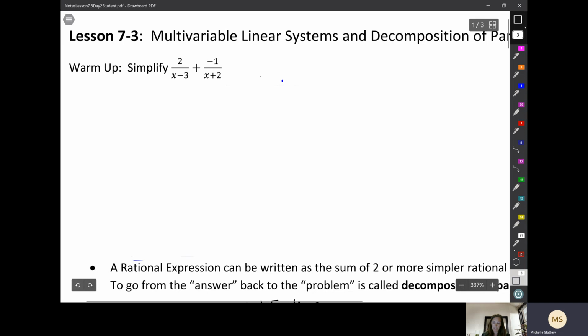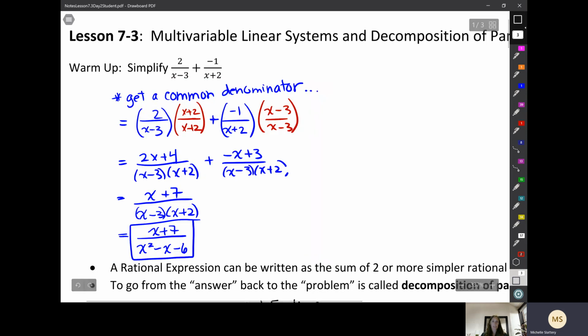All right, so let's see how you did on the warm-up. You should have gotten this answer, x plus 7 over the quantity x squared minus x minus 6. Now, we've been working with rational expressions and adding. We've added, we subtracted, we multiplied, we divided. We also graphed rational functions. So we've been working with rational expressions in a lot of different forms since Algebra 2. And so today we're going to look at how we decompose a rational expression into what we call partial fractions.